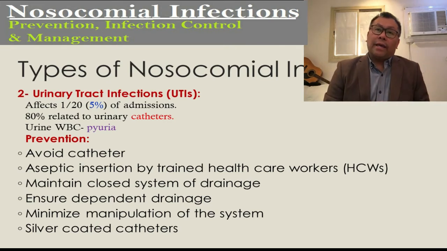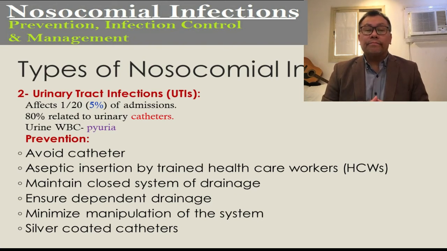Next is the second type of nosocomial infection, the UTIs. According to a study, it affects 1 in 20 admissions, meaning 5%. So if we have 20 admissions, you can expect one patient suffering from UTI. 80% are related to urinary catheters. So catheterization is highly predisposing; it will cause UTIs.